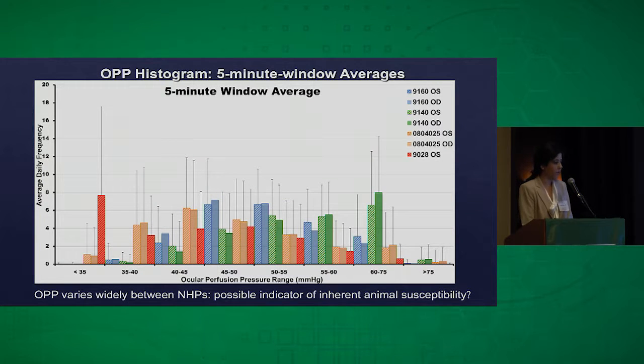Looking at the 5-minute window averages, again, they follow the similar pattern, which makes us think, is this a possible indicator of inherent animal susceptibility? Is the animal with perfusion pressure at the higher range having a better perfusion and a lower risk for glaucoma versus the animal in red who tends to stay at a lower perfusion pressure?